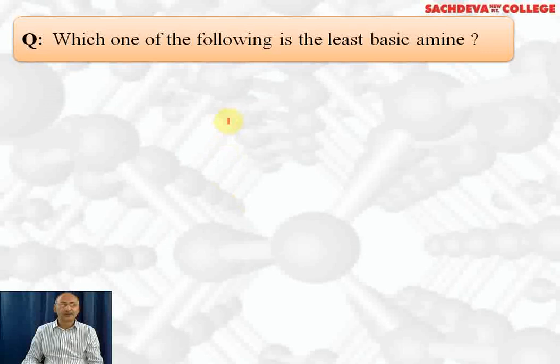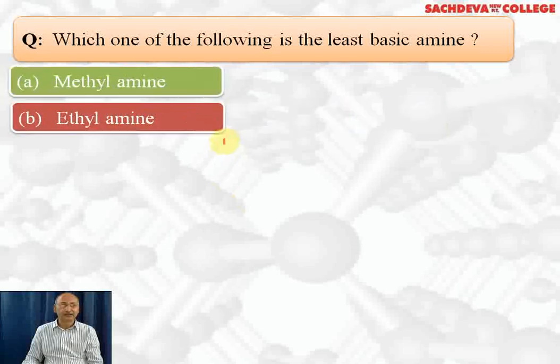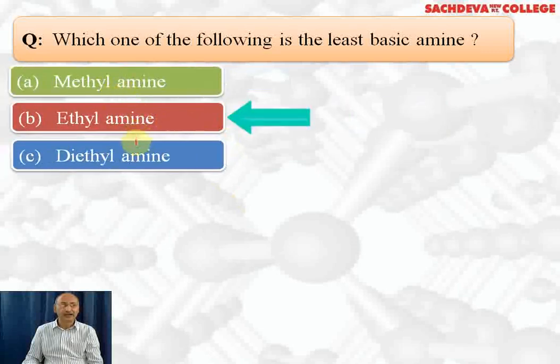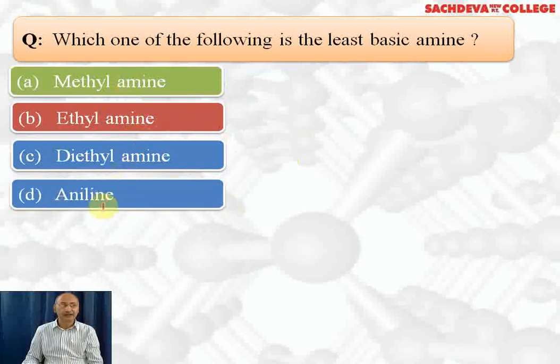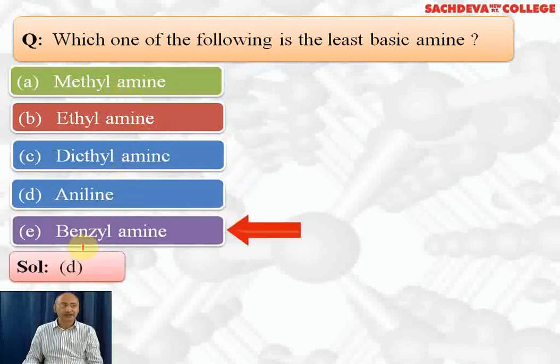So correct answer is C part. Which one of the following is the least basic amine? Options are methylamine, ethylamine, diethylamine, aniline and benzylamine. Correct answer is D part because the phenyl group is electron withdrawing. Therefore, it decreases electron density on nitrogen. So least basic is aniline.